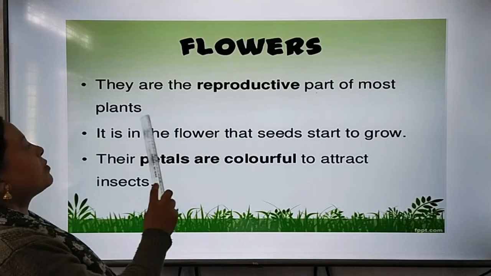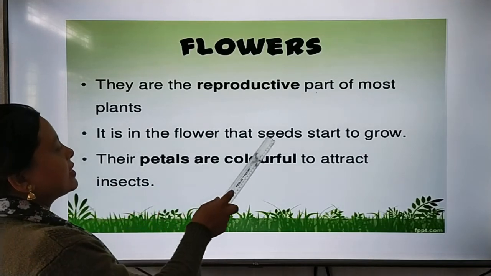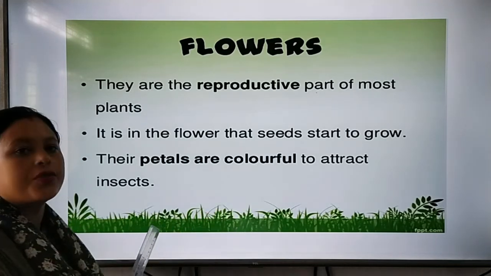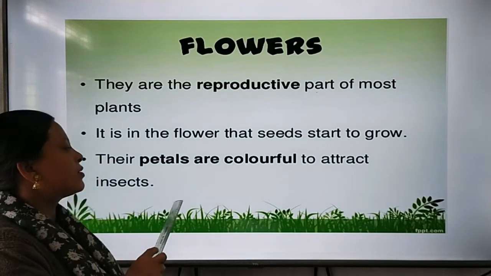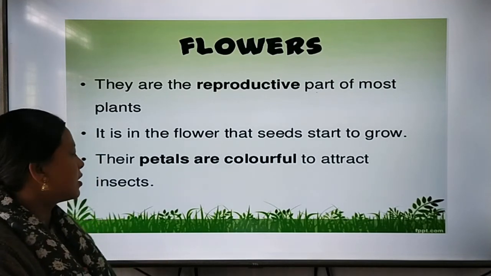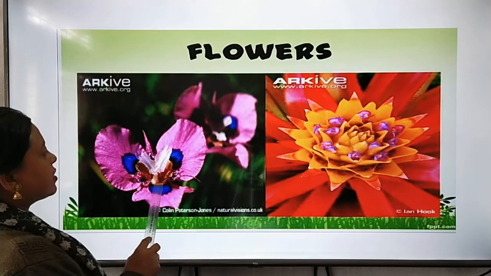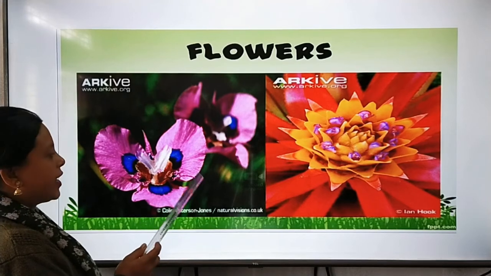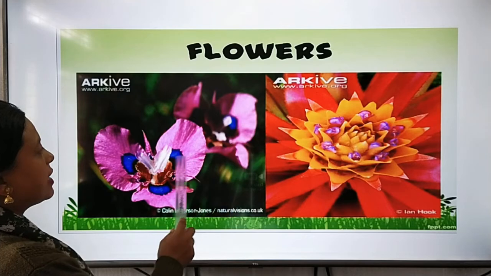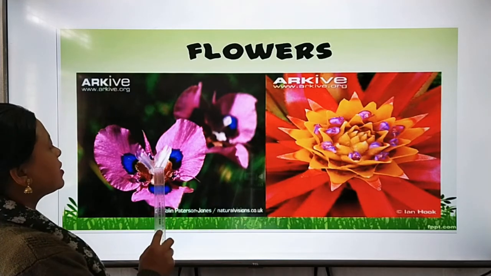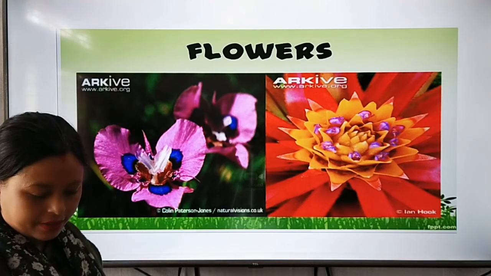So the reproductive parts of the plants are flowers, and it is in flowers that seeds start to grow. And petals are colorful to attract insects. So this is a petal, okay, which attracts insects, isn't it? Like butterfly, ladybug. So these are examples of flowers and petals which are colorful and attract insects.